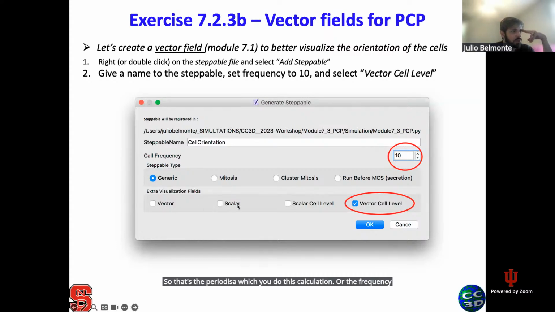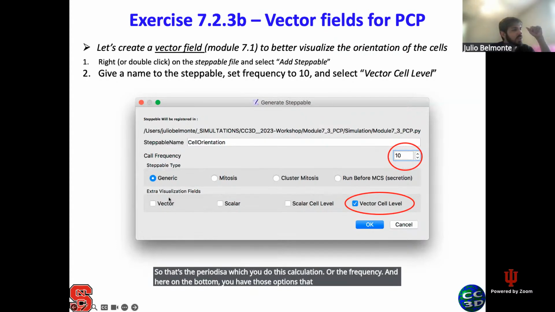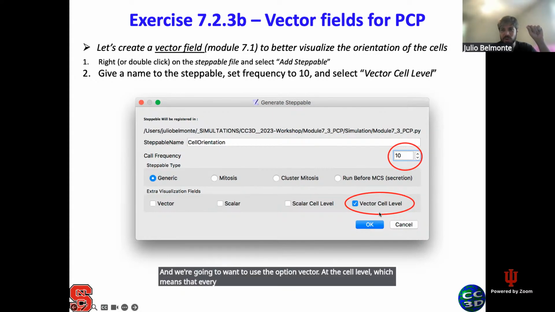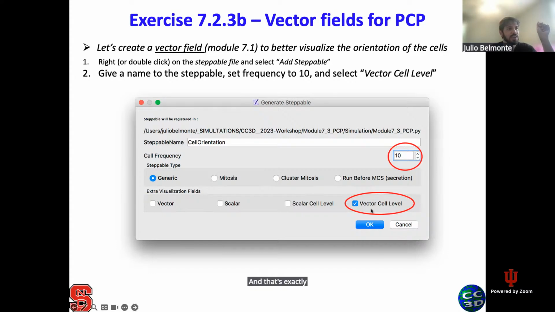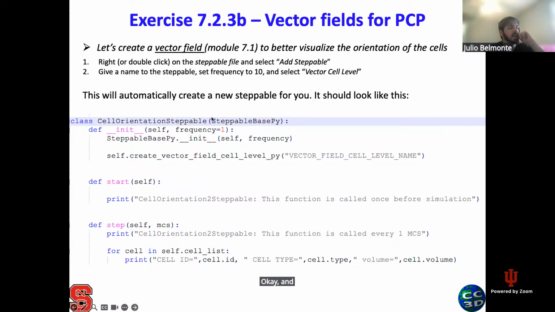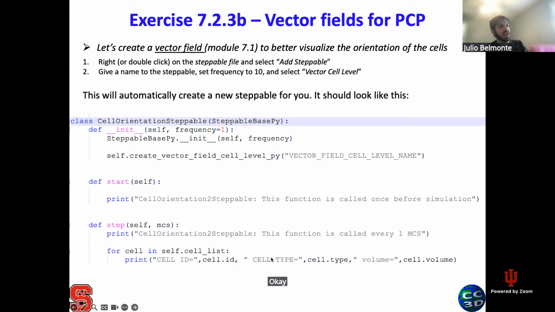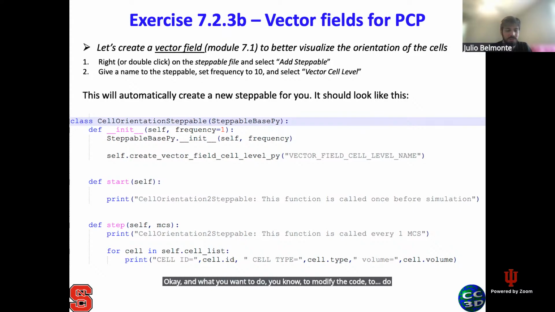And here on the bottom, you have those options that we never used before. And we're going to want to use the option vector at the cell level, which means that every cell is going to get a vector, okay? And that's exactly what you want. So you're going to select vector cell level. You hit OK, okay? And then CompuCell, the wizard, is going to place a code for you, with the vector field, and this code is very generic, okay. And what you want to do is modify the code to do what you want to do.